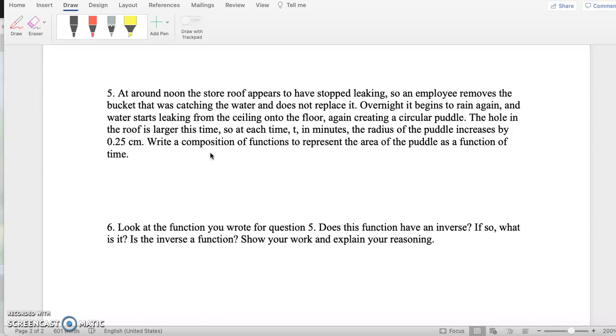Write a composition of functions to represent the area of the puddle as a function of time. So we have our composition of A of r of t. But now we have a new r. Plug it in and simplify our function.